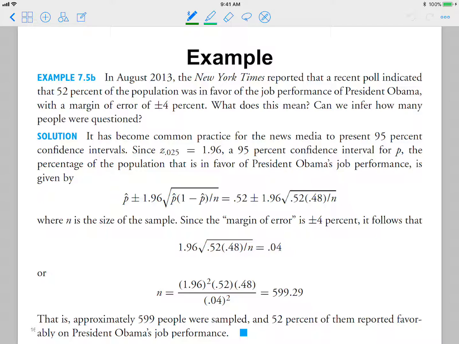Okay, let's look at some examples. This example is a little bit.